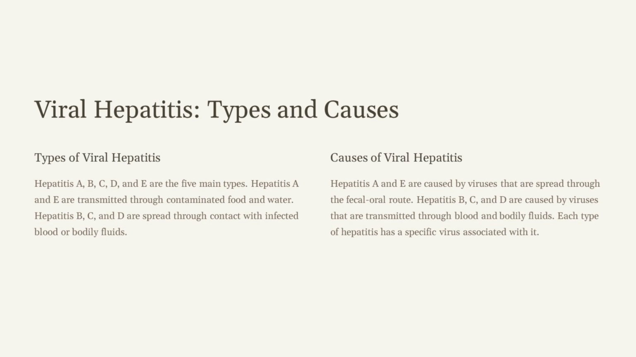There are 5 main types: hepatitis A, B, C, D, and E. Hepatitis A and E are spread through contaminated food and water, while hepatitis B, C, and D are spread through contact with infected blood and bodily fluids. Each type of hepatitis has a specific virus that causes it. It's important to understand the different transmission methods for the various types in order to prevent the spread of these diseases.